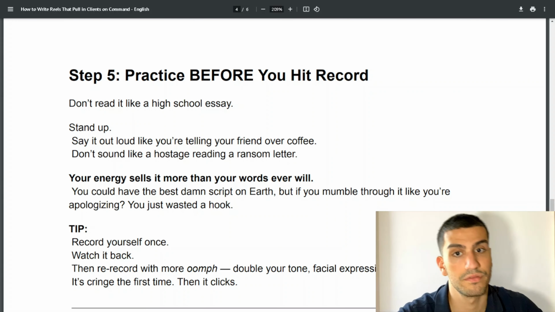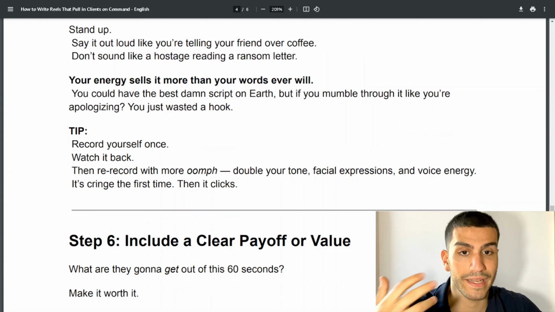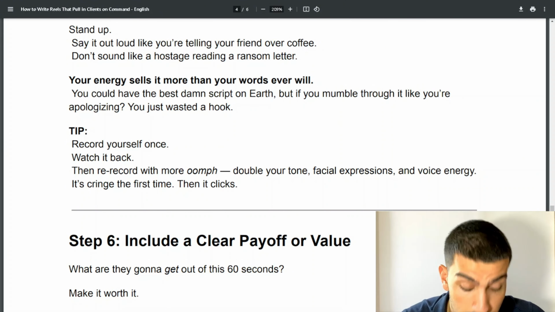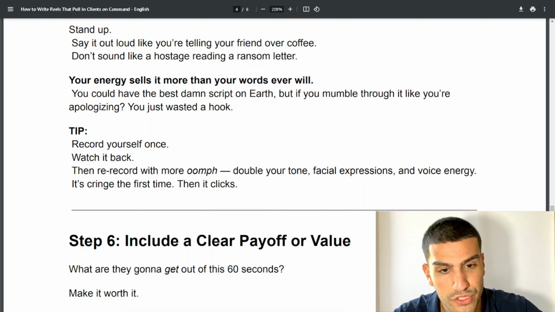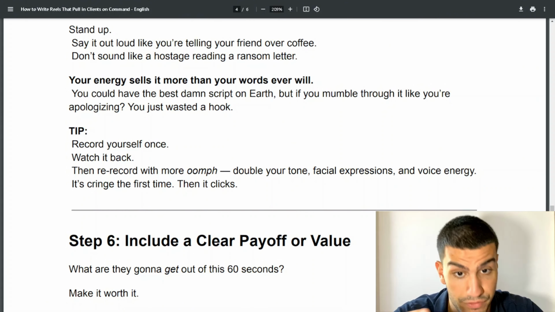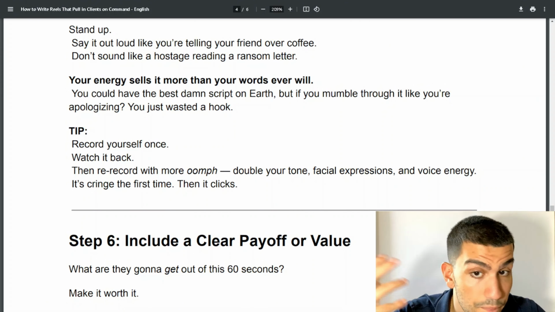You gotta be confident. I've heard this once: 80% of the sales is done because the prospect likes the salesperson. And it's directly linked to if they like you or not. So put in some energy, practice it more, re-record it, go back and forth, double your tone, facial expressions, voice energy. It's gonna be a little bit cringe the first time, but trust me, it'll become better every time you practice or do it more.